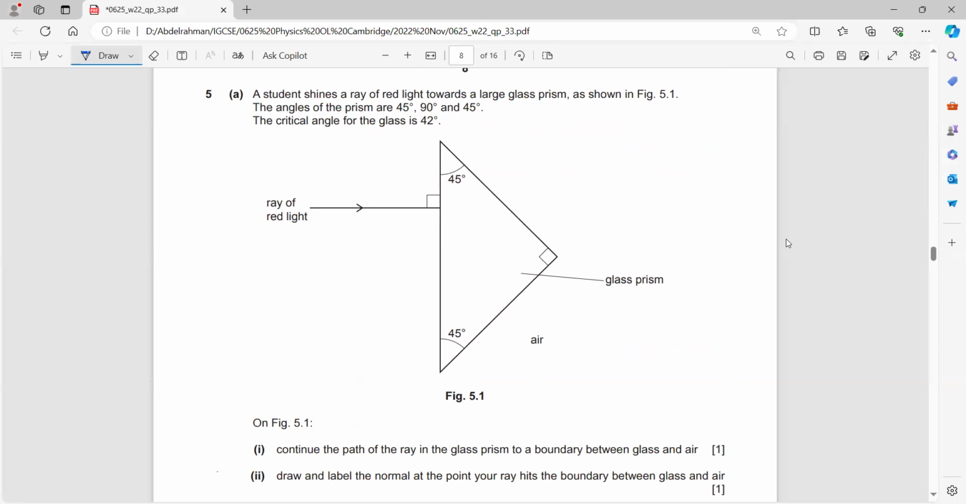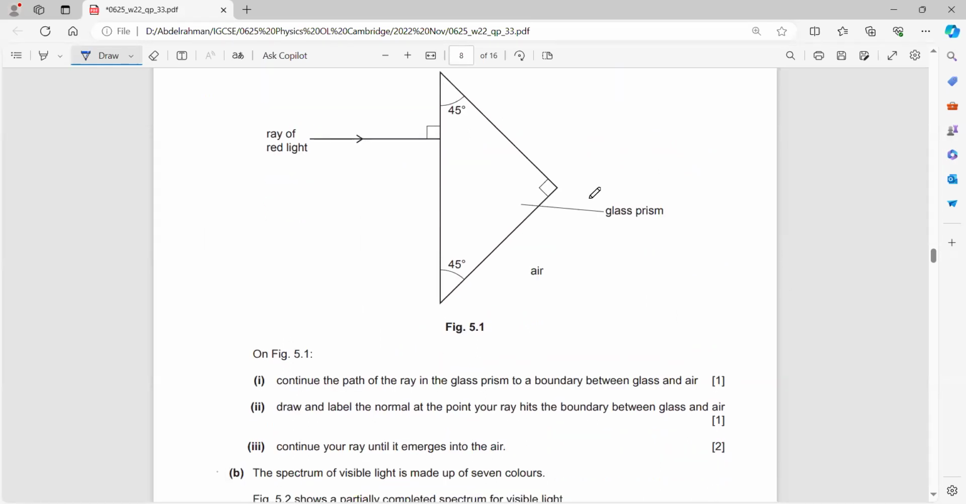A student shines a ray of light towards the glass prism. The angles are 45, 90, 45. The critical angle for the glass is 42. Continue the path of the ray inside the prism.